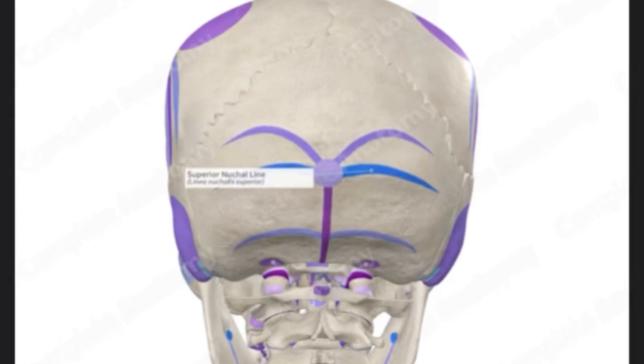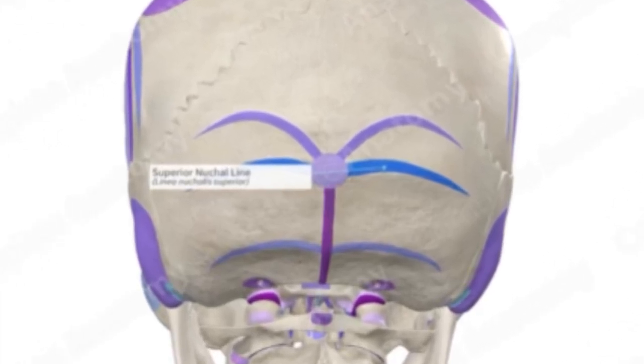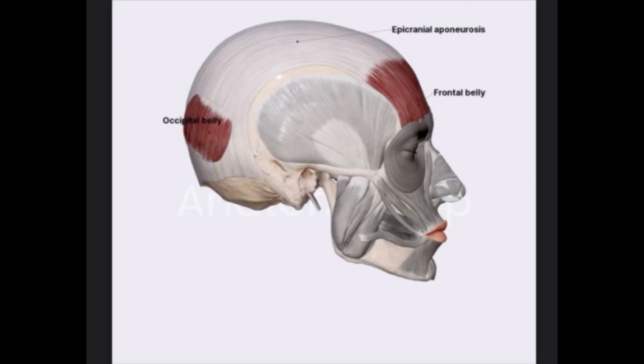I'm gonna show you this line in this picture. This blue line here is the superior nuchal line. This purple one here is the highest nuchal line. And in this black and white picture, you could see the highest nuchal line at top, then the superior nuchal line, then the median nuchal line. So, as I was saying, the function of this muscle is to create forehead wrinkles.